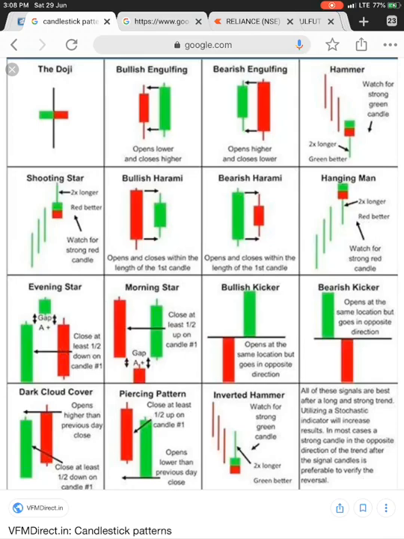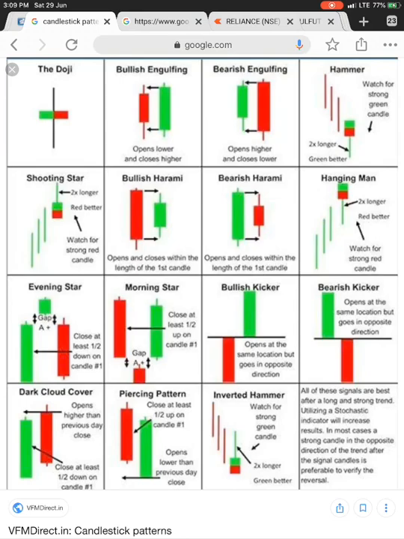Then comes bullish harami. Harami means pregnant in Japanese. So it is like a pregnant lady. Whenever we have 2 candles, the second candle must have a smaller body, and it lies within the body of the bearish candle, and it opens and closes within the length of the previous first candle.